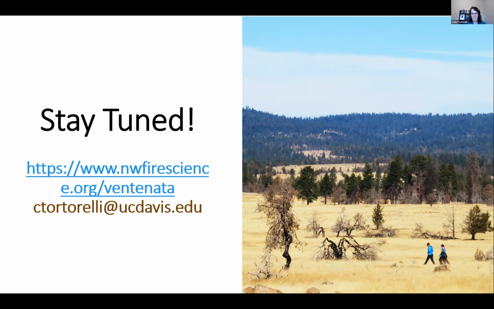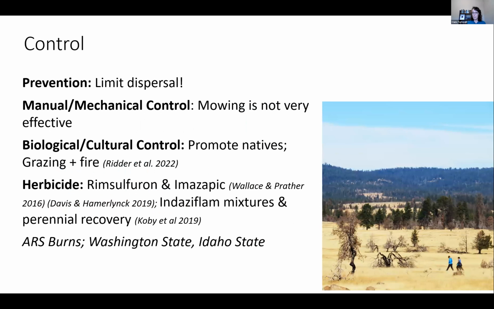But yeah, I didn't really mention control because this isn't a big part of my research, but there has been work done on controlling Ventenata, most of it out of Idaho and Washington State, and the ARS in Burns has done some good work on which herbicides are most effective for controlling Ventenata. I don't know how many studies have tested this at a wide scale, and I don't think much has been done in the scablands, but I think this is a really active area of research. So I think there's still hope for saving these invaded areas. But if you don't have Ventenata yet, definitely the best control is prevention.